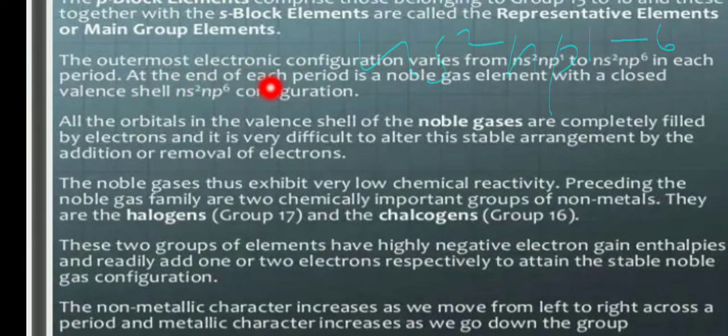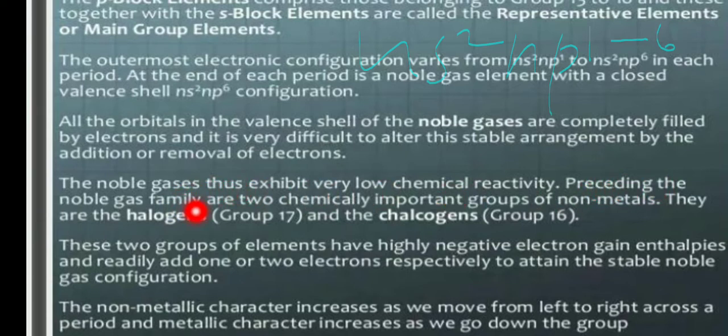At the end of each period is a noble gas element with a closed valence shell ns2 np6 configuration. All the orbitals in the valence shell of the noble gases are completely filled by electrons, and it is very difficult to alter this stable arrangement by the addition or removal of electrons. The noble gases thus exhibit very low chemical reactivity.